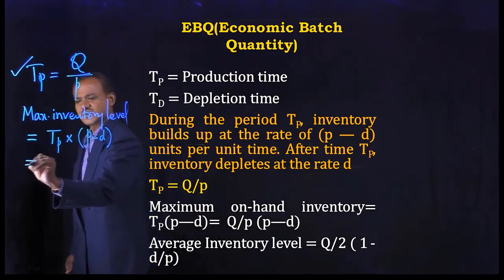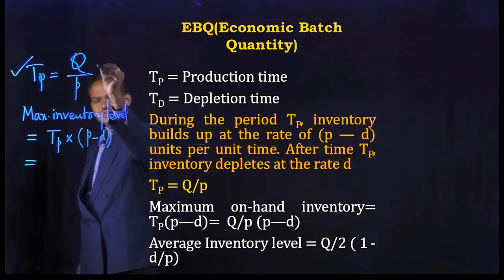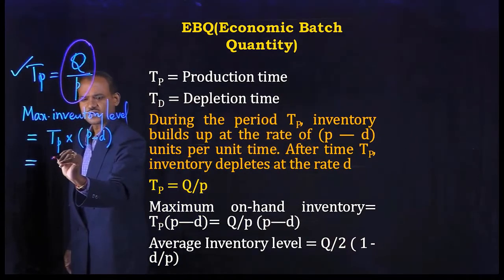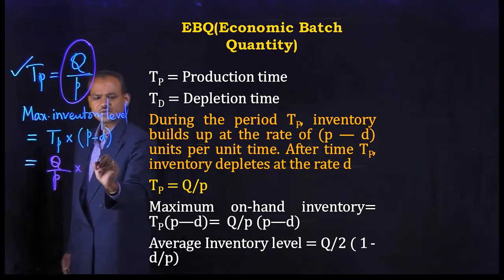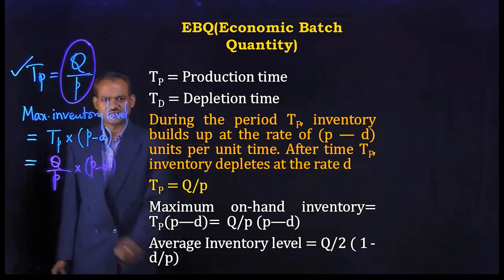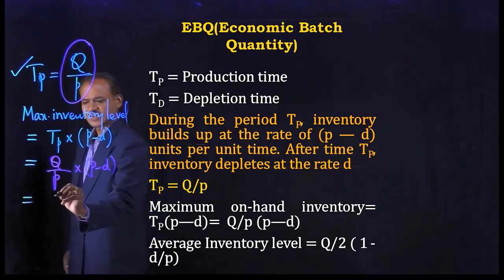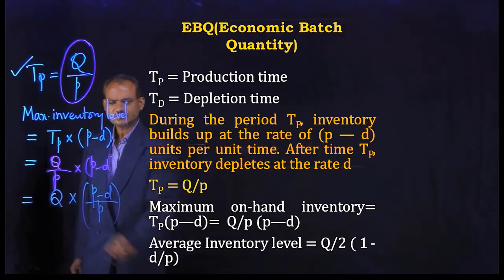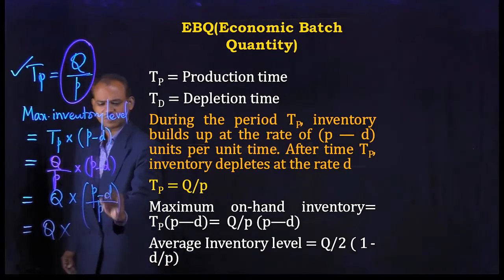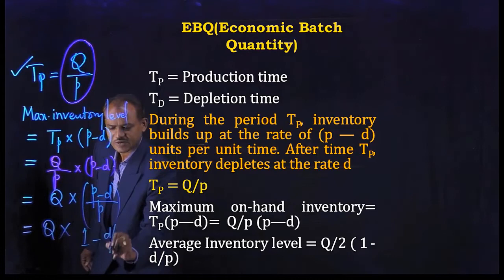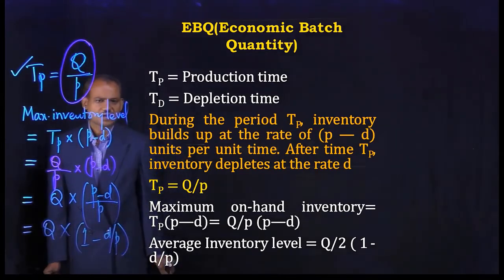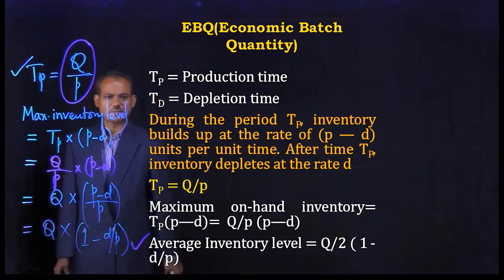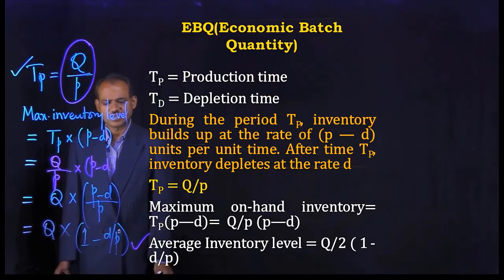In place of TP, substitute these values. Therefore, Q by P into P minus D. Now, we can also write this equation as Q into P minus D by P. This is also written as Q into 1 minus D by P, since P by P means 1. So Q into 1 minus D by P is the maximum on hand or maximum inventory level.